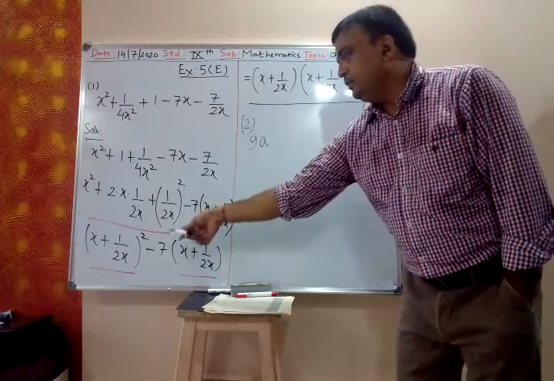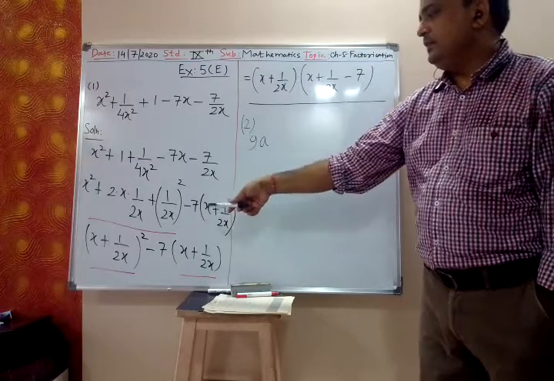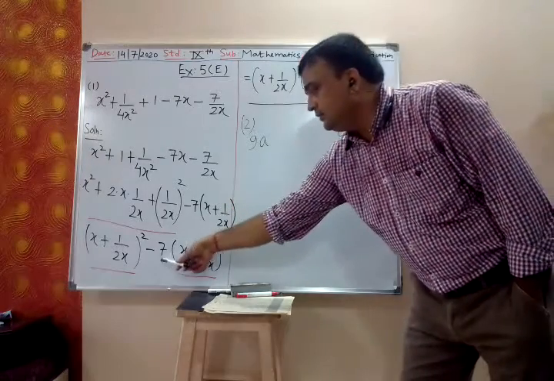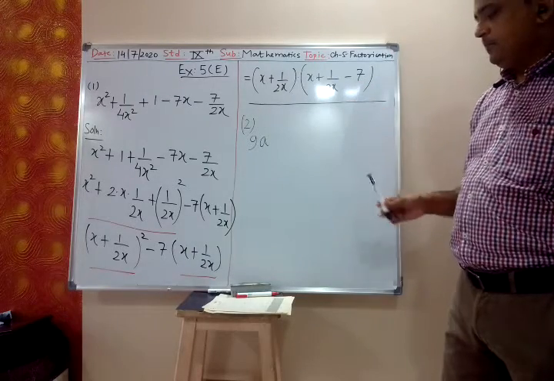x plus 1 upon 2x minus 7. x plus 1 upon 2x I have taken common. So x plus 1 upon 2x is left in the first part. In the second, minus 7 will be left. So x plus 1 upon 2x minus 7.